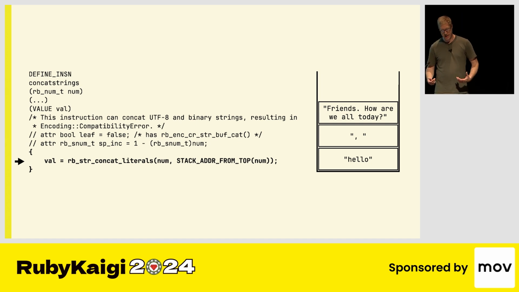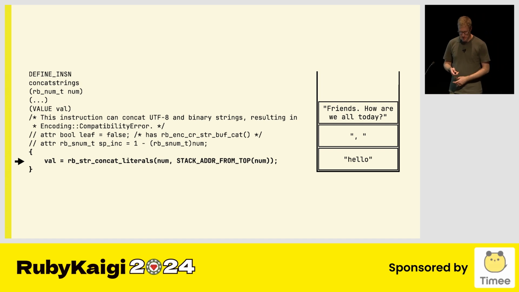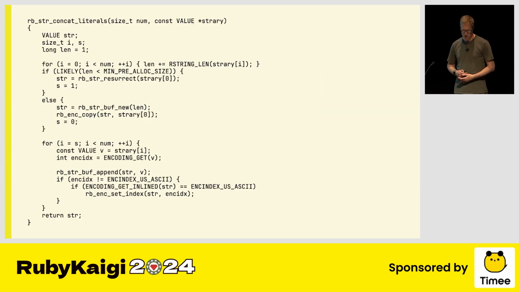And this is the code that's actually going to get executed whenever the VM gets to a concat strings instruction in a bytecode listing. In this case, it's using our num parameter, which is what was passed in, remember the number 3, and it's going to pass that as an argument to the stack addr from top macro, and that will actually grab the top 3 elements off the stack. It's going to pass those as parameters into a C function, rbstring concat literals, and then the return value of that is going to get assigned to val. Now remember, val is the object that's going to get pushed back onto the stack when this finishes. So essentially, this is pretty simple. Take a pointer to the top 3 stack elements, run some code on them, and then push the return value back onto the stack.